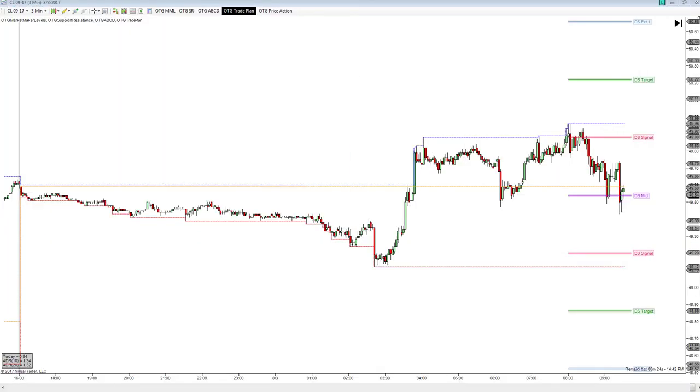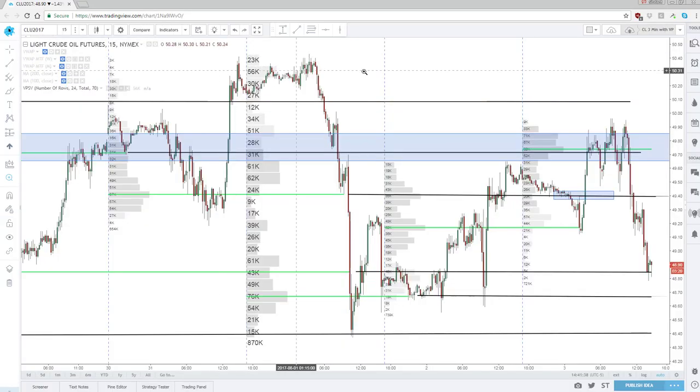Confirmation number 3 here today on this opportunity was this 3-minute chart here.